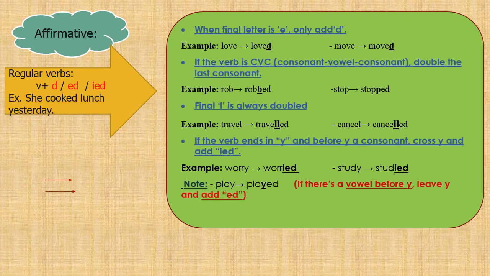The last point, if the verb ends in Y and before letter Y, a consonant, cross Y and add I, ED, okay? For example, the verb worry, here this verb ends with letter Y and there is a consonant before letter Y, okay? So here before adding ED, I delete letter Y and add I, ED.